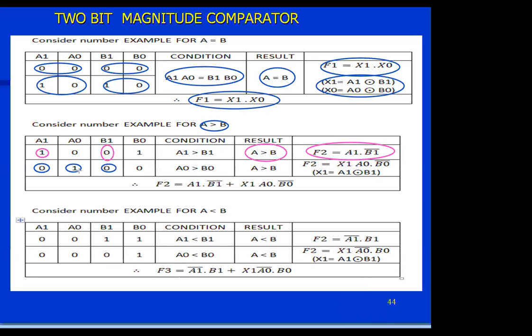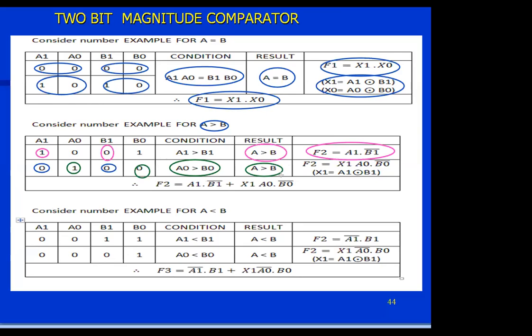If you observe the least significant bit, the least significant bits are indicated as 0. The least significant bit of a is 1 and the least significant bit of b is 0. That is 1 greater than 0. What can we say from 1 greater than 0? a0 greater than b0, so simply I can write a0 greater than b0 and I can write my result as a greater than b.